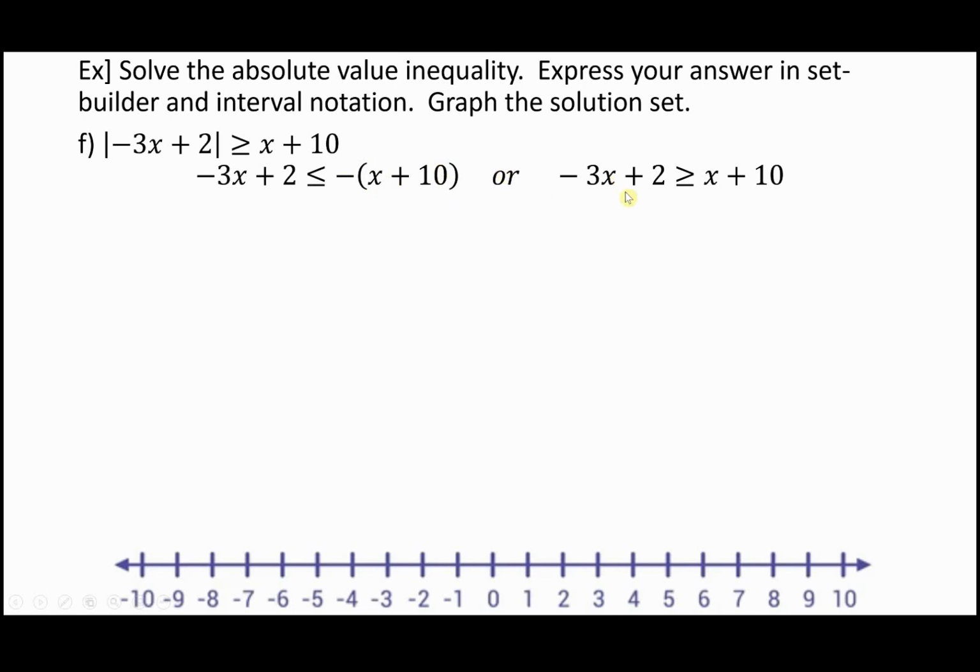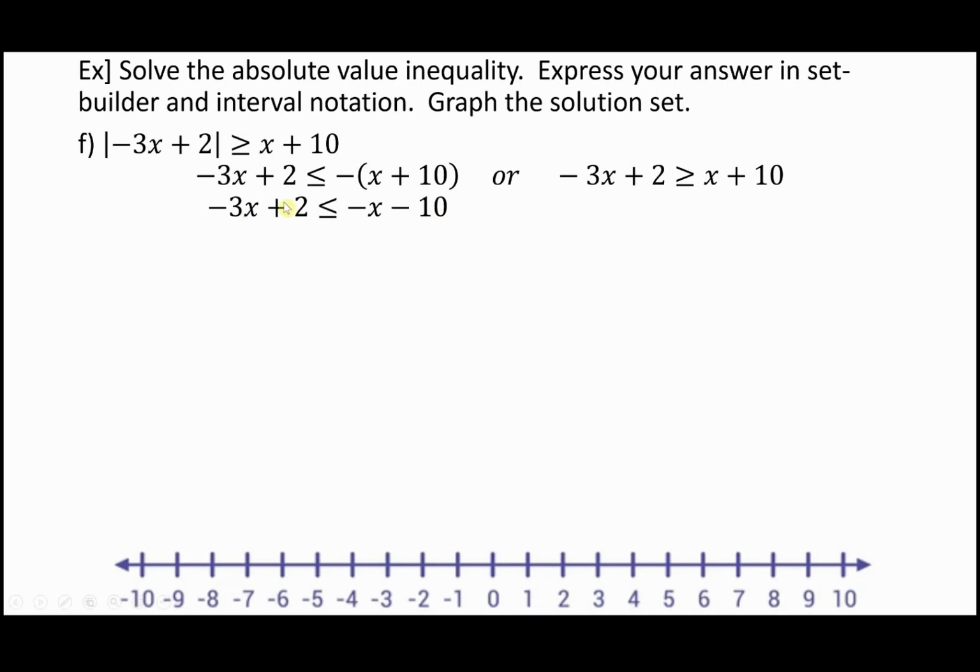And then of course there's the other case in which you take the inside of the absolute value expression and you just set it greater than or equal to the original value that it's being compared to. Basically, it's just the original inequality, but with the absolute value bars dropped, okay? Then we're going to do one simplifying step here on this first case, basically distributing through that negative sign, and then we're going to perform the steps that solve both of these individual inequalities simultaneously.